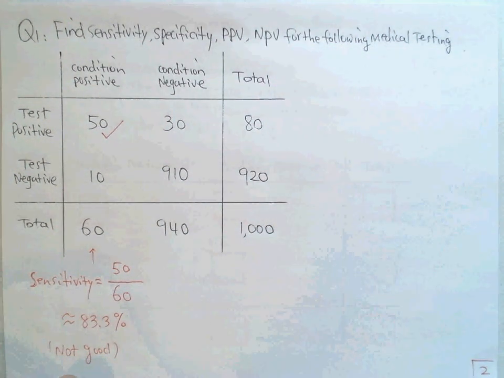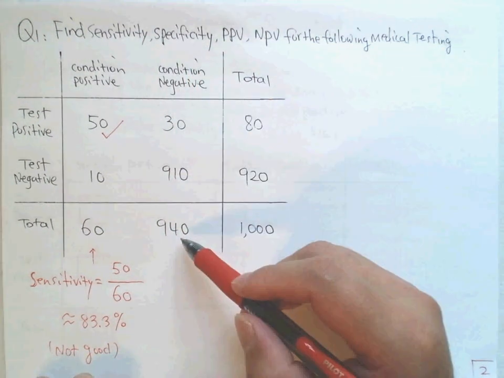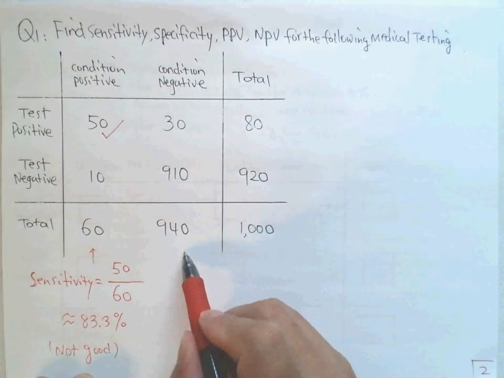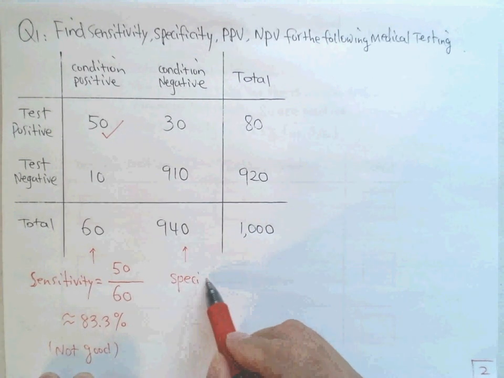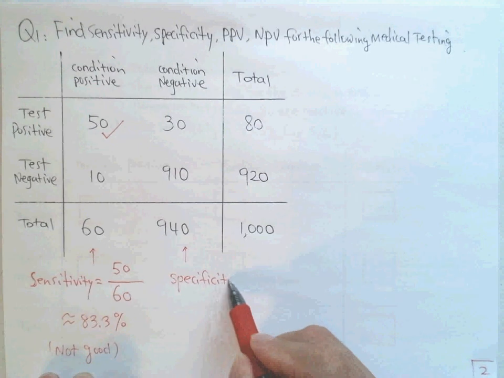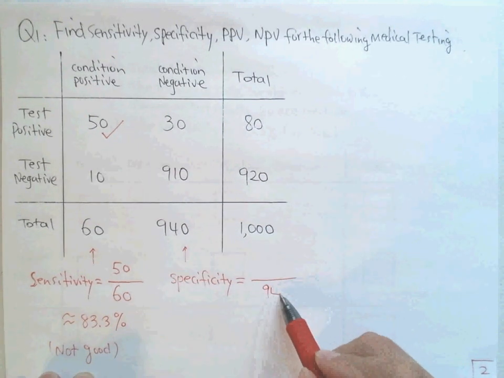And then we look at the second. What is specificity? It is the accuracy among the second column, or condition negative. So we are going to calculate specificity. How do you do it? It is the accuracy among all of these. How many in total?